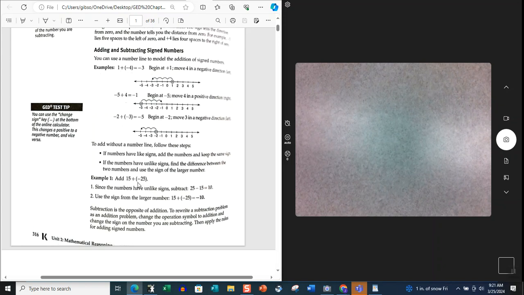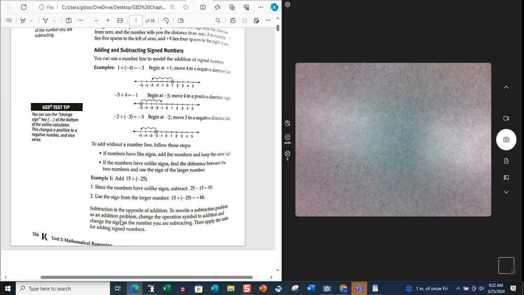So since we know our answer is going to be negative, we could do regular subtraction, which we have here, which is 25 minus 15. Which we know would be 10. But remember, since 25 was the larger number, it was negative, your final answer has to be negative. So now it says subtraction is the opposite of addition.